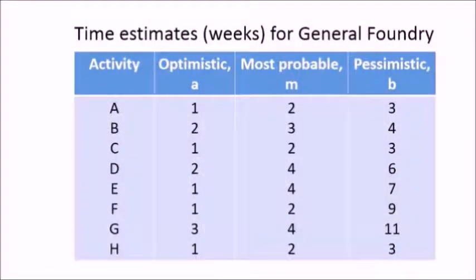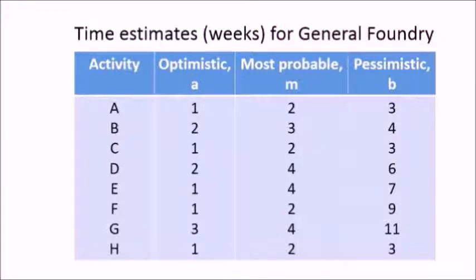The next step in PERT is to assign time estimates for each activity. Usually, managers are unsure how long each activity will take. To overcome this, instead of giving one time estimate, PERT gives three time estimates: optimistic time A, most probable time M, and pessimistic time B.